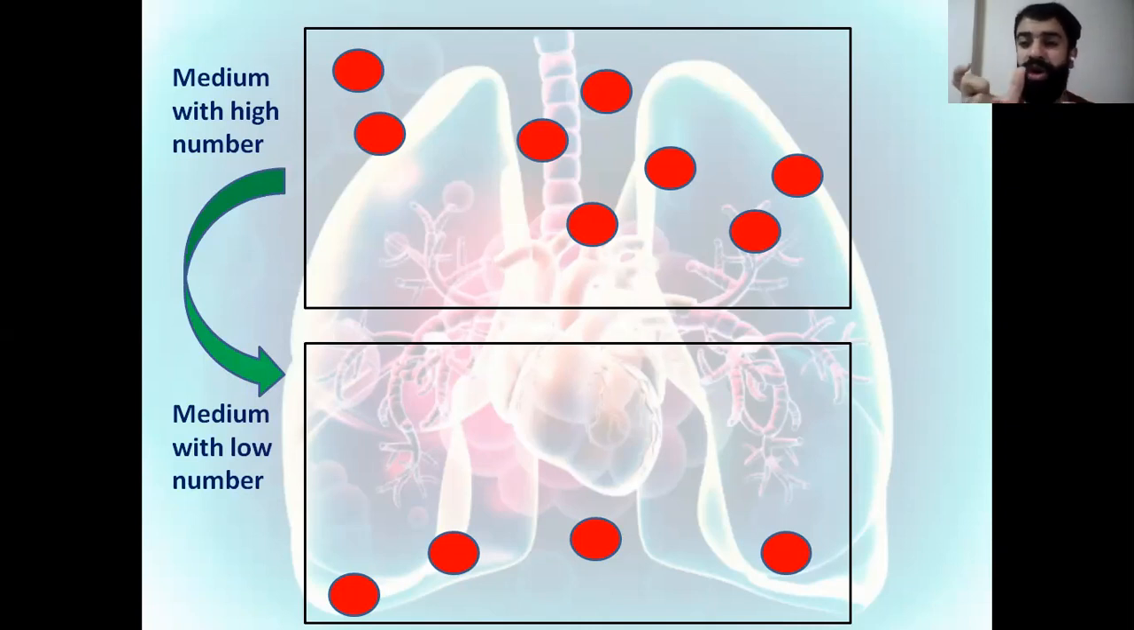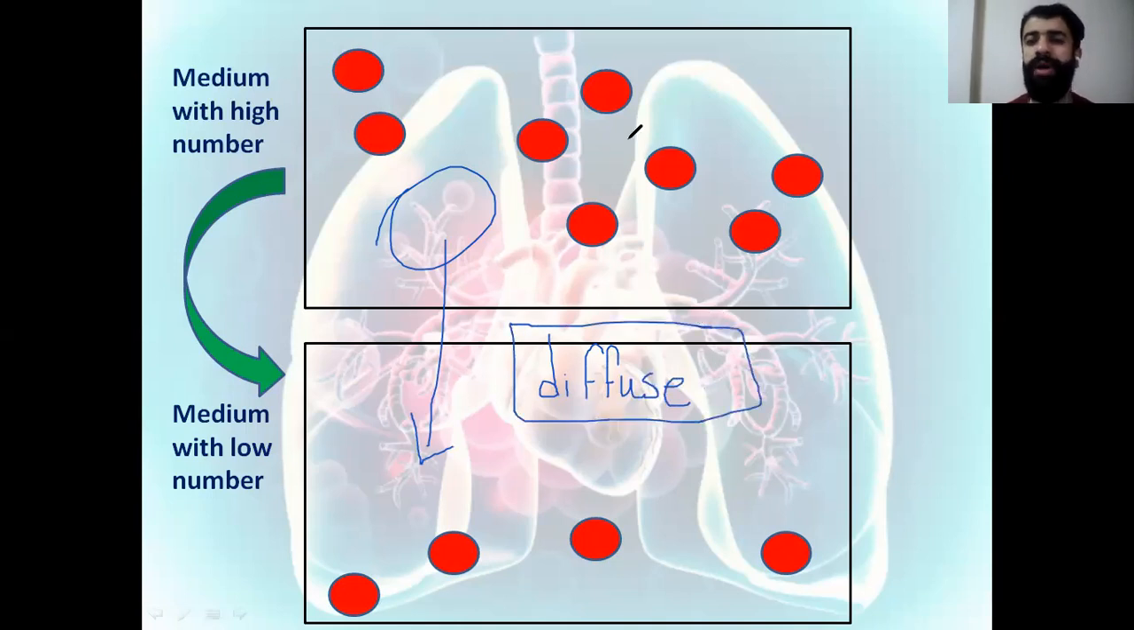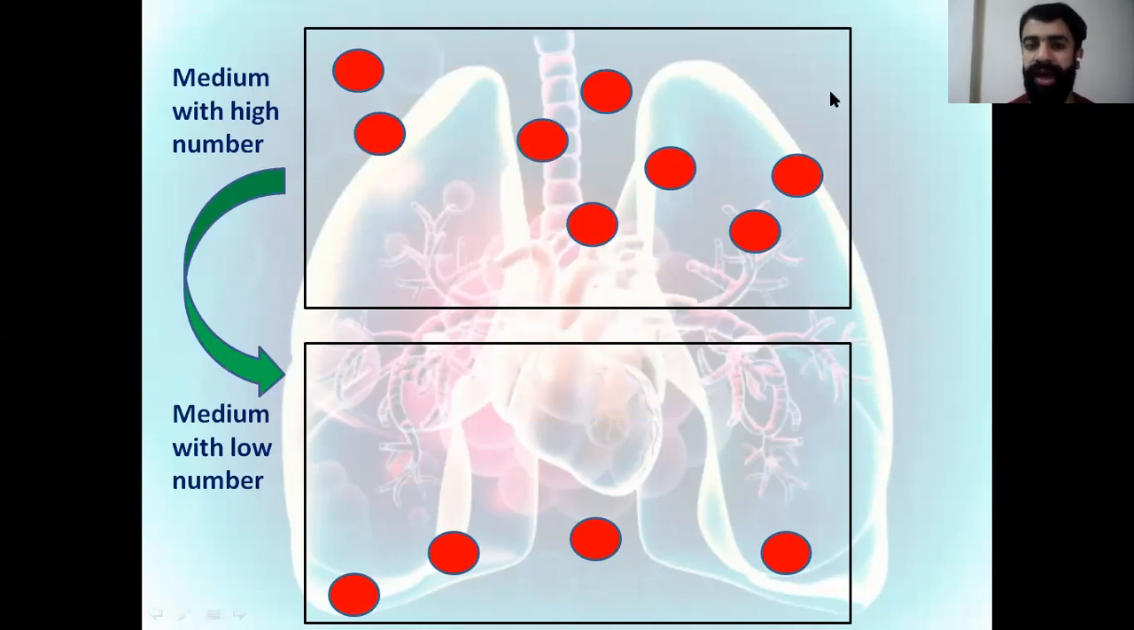So they diffuse from the medium containing a high number to the medium containing a low number. The verb is called diffuse. So the red spots diffuse from the medium containing the high number, which is this medium, to the medium containing the low number, which is this medium. So this is the verb of diffusion. Diffuse means that they move from a medium of high concentration to a medium of low concentration, as shown in this figure.